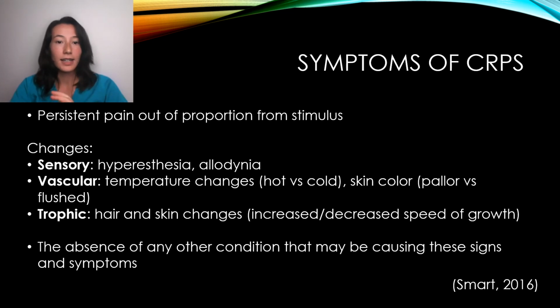And lastly, the absence of any other condition that might be causing these signs and symptoms. Other conditions that present with similar presentations might include RA, rheumatoid arthritis. It could be something going on with the joint, something going on with the bones, right? Just anything that might present with a similar presentation. We absolutely need to be able to rule out all other potential diagnoses in order to be able to rule in CRPS. So almost think of the diagnosis of CRPS as a last resort.